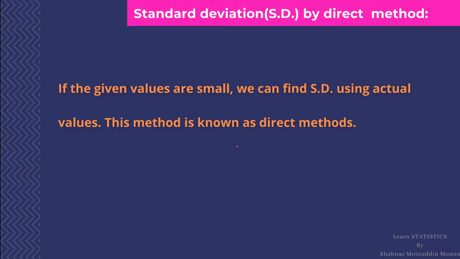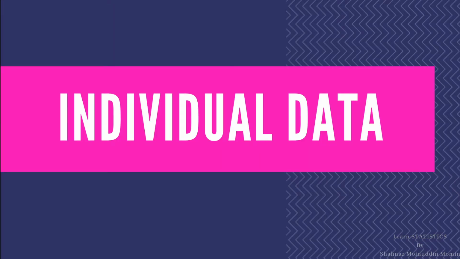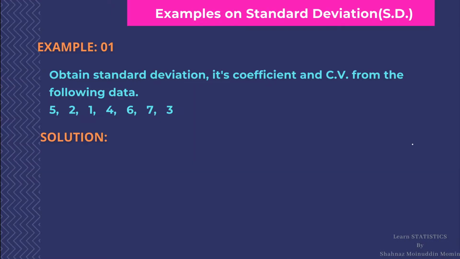So we shall start with the standard deviation in case of individual data. In the individual data we are given separate numbers. So we shall take an example: obtain standard deviation and its coefficient and CV, coefficient of variation, from the following data. We are given the separate numbers 5, 2, 1, 4, 6, 7 and 3.